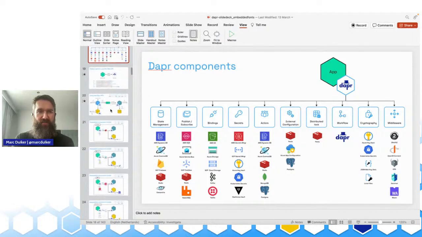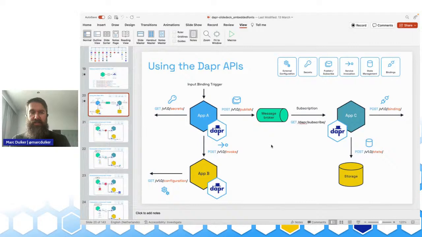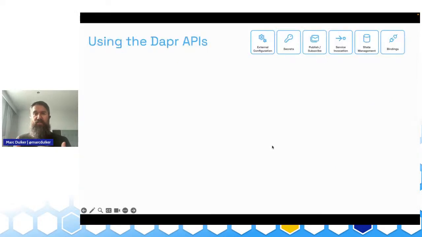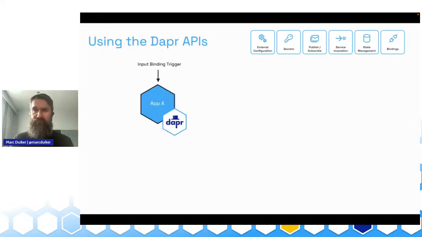Another new thing is, for instance, this slide. This is actually an animated slide. This is just an example of a couple of applications that show how to use these 6 different Dapr APIs: external configuration, secrets, PubSub, service invocation, state management, and bindings.